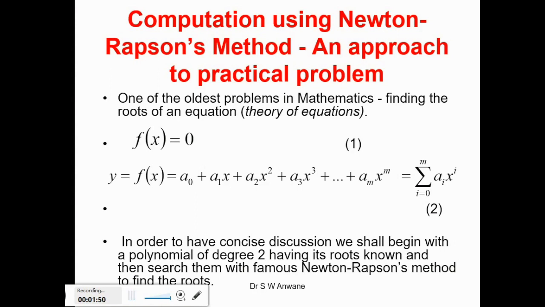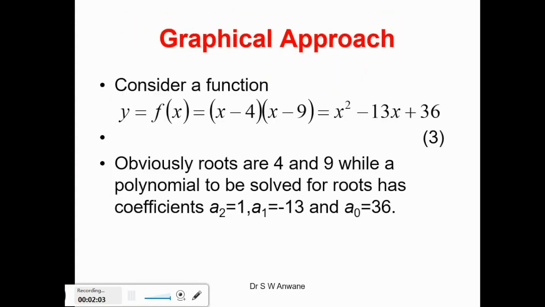For quadratic equations, we have simple situation. We have two roots, and if it is cubic equation, it may have three roots, and so on. Now, I shall begin with a very simple example that we have a polynomial y equal to x square minus 13x plus 36. Obviously, you can make out that the factors are x minus 4, x minus 9. That is, we have roots 4 and 9.